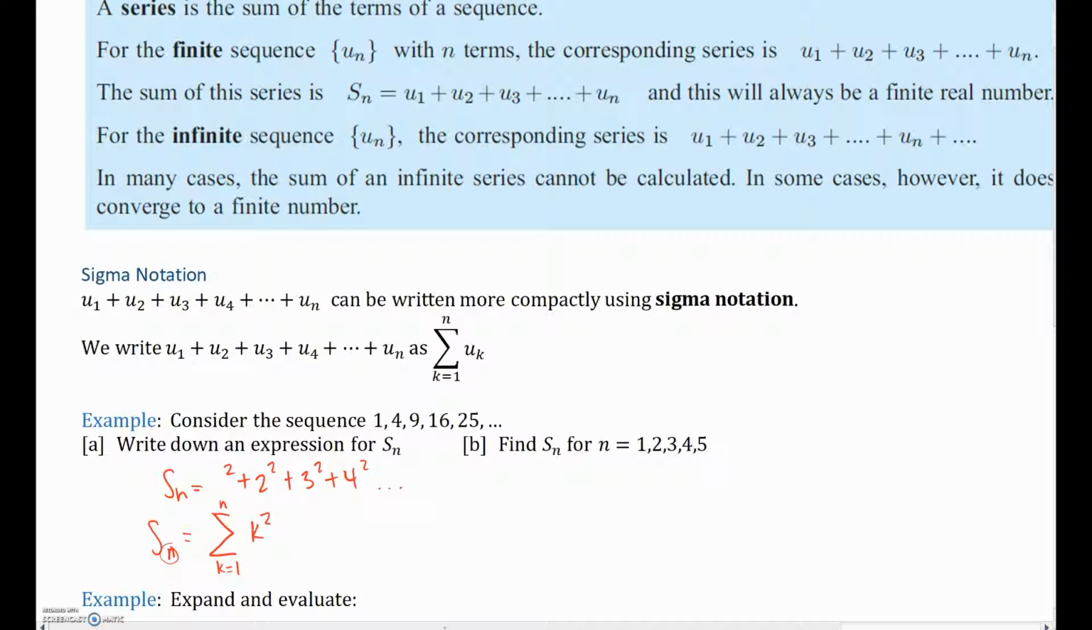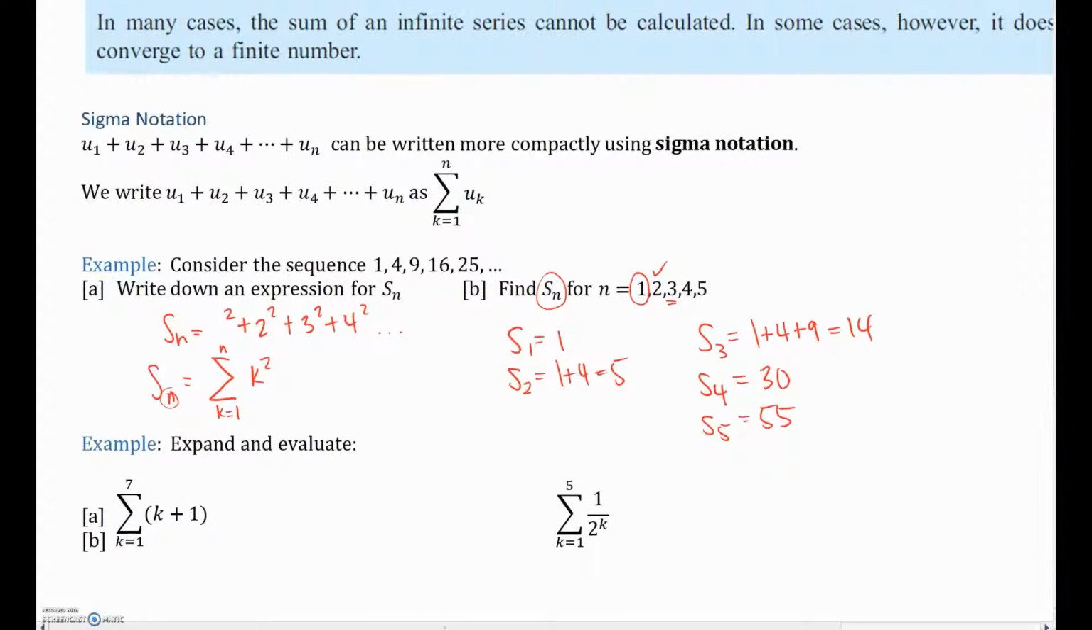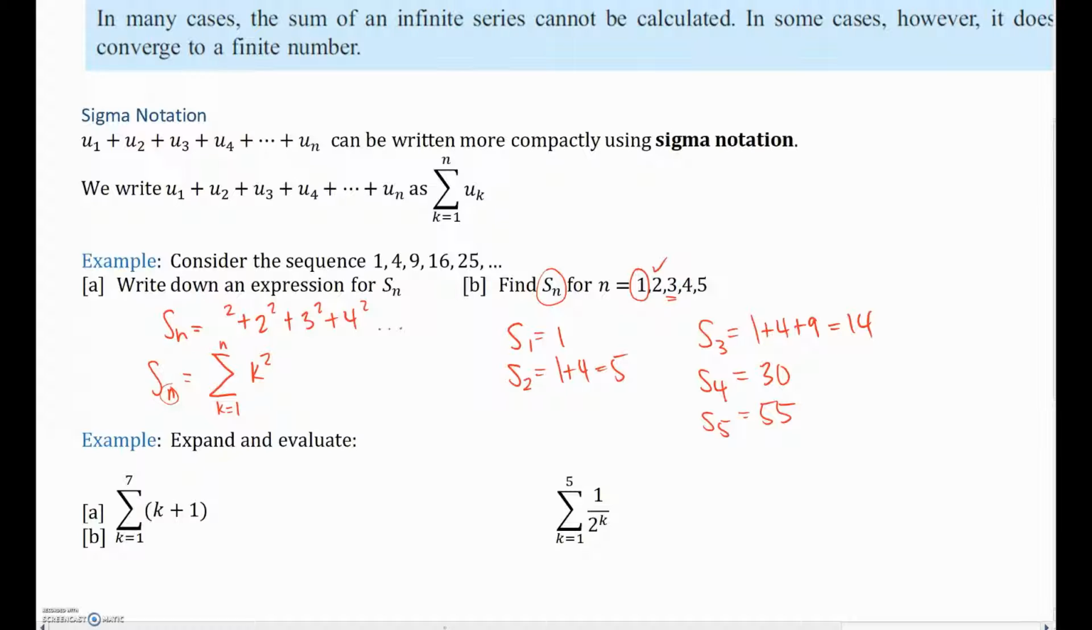Now look at part B. It says I want you to find the sum for 1 term, or 2 terms, or 3 terms, or 4 terms. So you have to fill that all in. And you can see it's pretty simple, like s sub 1 is equal to 1, right? But s sub 2 is equal to 1 plus 4, which is 5. And s sub 3 is equal to 1 plus 4 plus 9, which is equal to 14. And s sub 4 is equal to, I don't know, what's next? 14 plus 16 is 30. And s sub 5 is 55. And there you have your expansion of the sums.